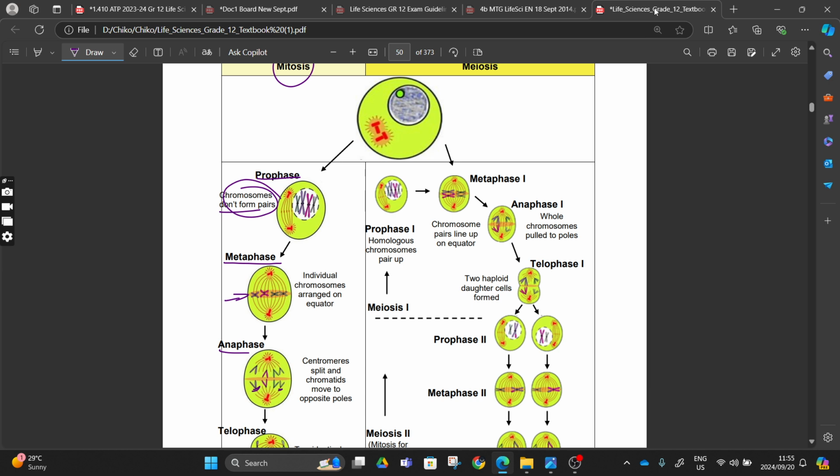In prophase 1 we can see that the homologous chromosomes pair up. They are preparing for bivalent formation, and they're also preparing for crossing over, right? The process that happens in prophase 1. And then from there we move to our metaphase 1.